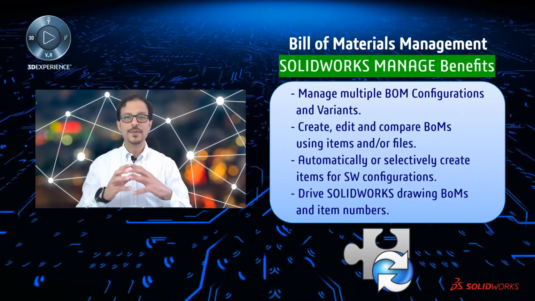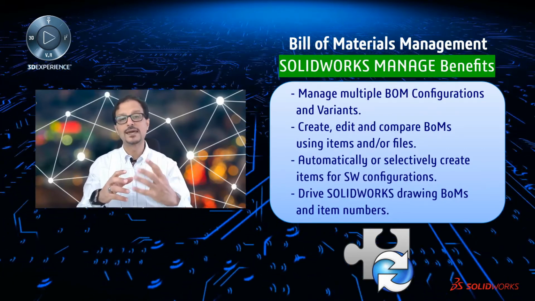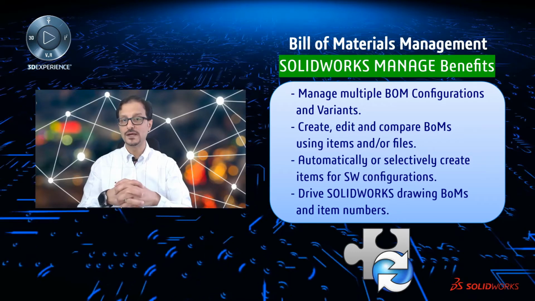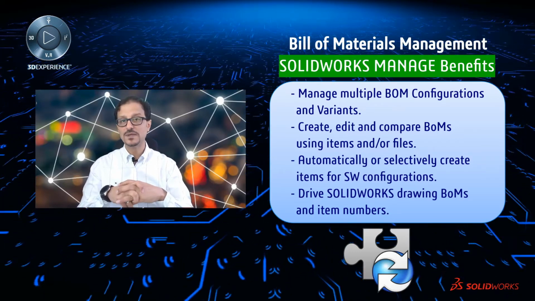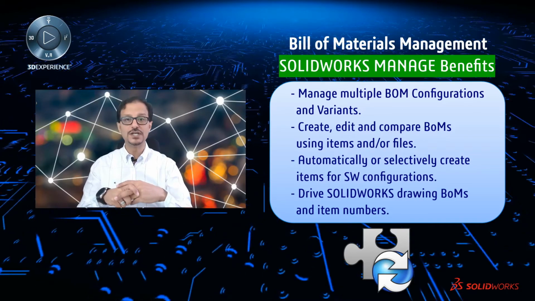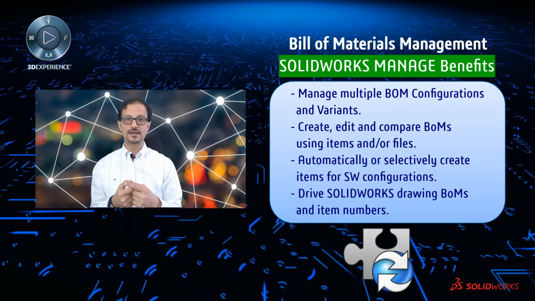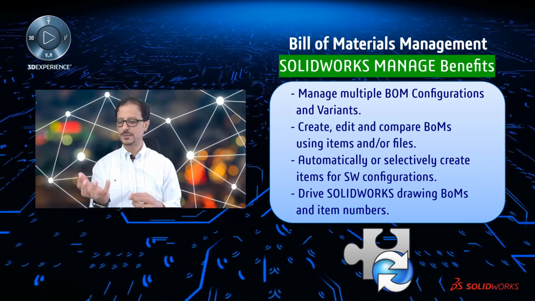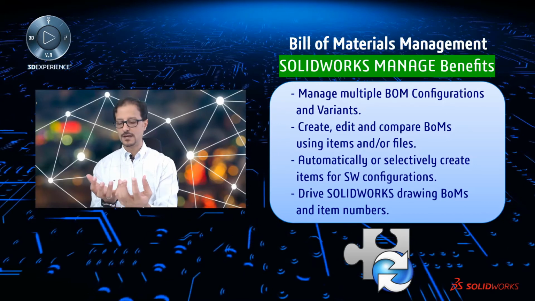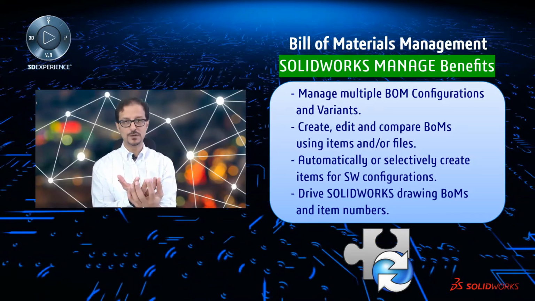So the benefit of using SOLIDWORKS, or maybe the extra capabilities that you can get while managing your bill of material using SOLIDWORKS Manage, is that you can manage your bill of material configuration and variance, which means that, let me explain what variance means. So we do have an engineering BOM, for example. This engineering BOM comes from the CAD. And we do have a manufacturing BOM, and this manufacturing BOM is required for production people.